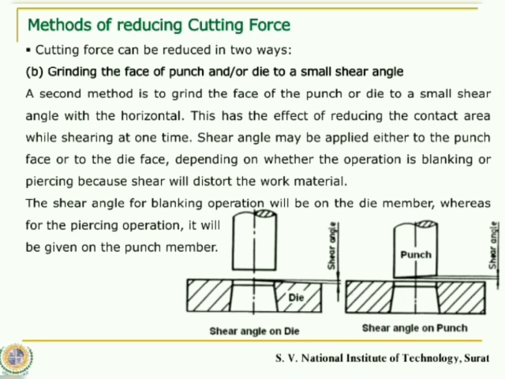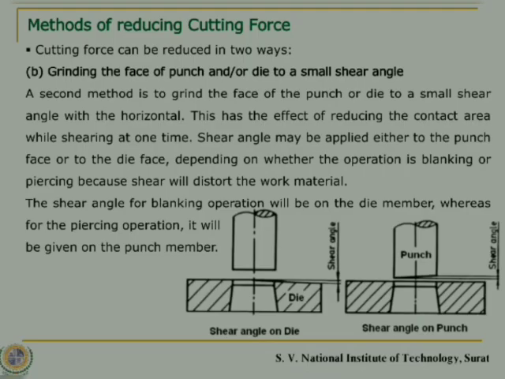So the shear angle may be applied either to the punch or to the die depending on whether the operation is blanking or piercing, because shear will distort the work material. The shear angle during a blanking operation is provided on the die surface, whereas for a piercing operation the shear angle is given to the punch member.